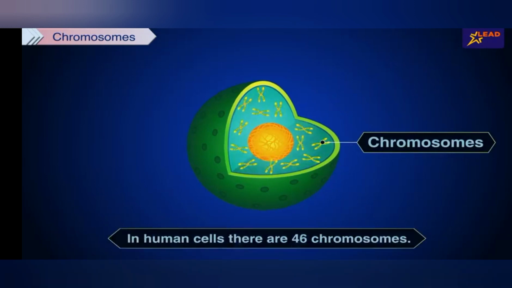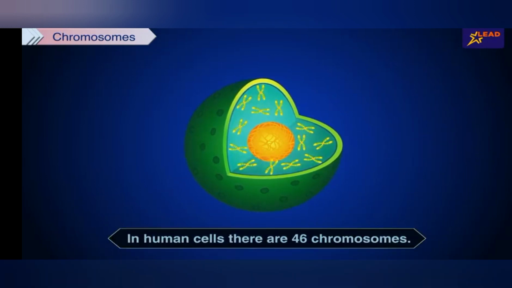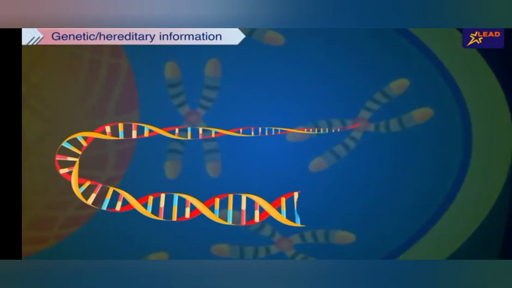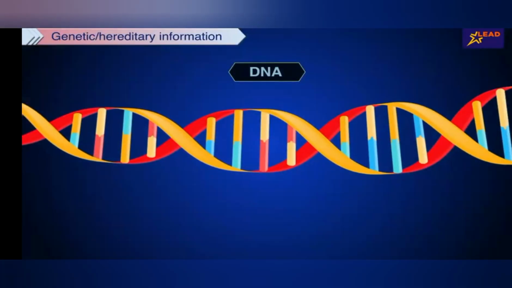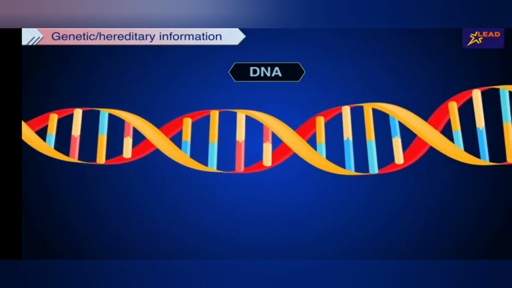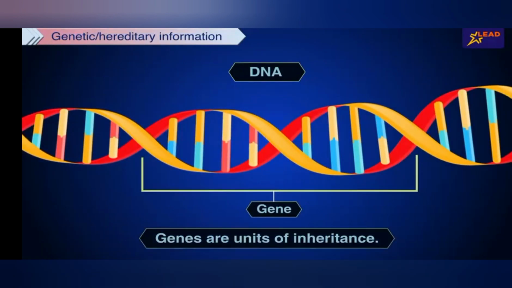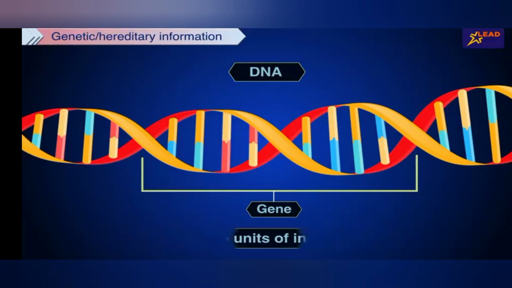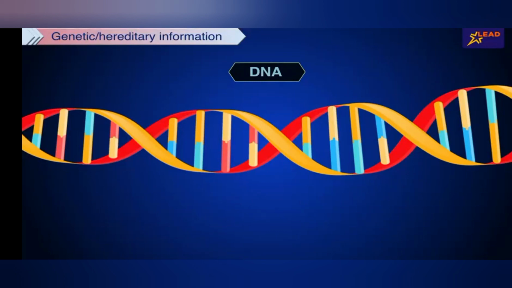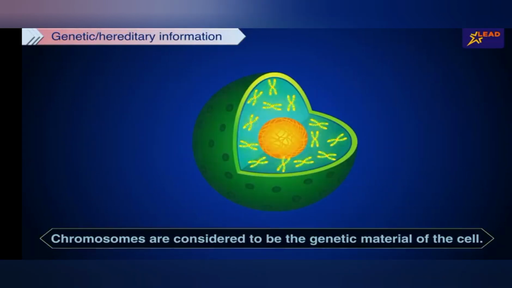In human cells, there are 46 chromosomes. Chromosomes are composed of DNA. Each molecule of DNA carries several genes. Genes are the units of inheritance. They carry information about the characteristics that are passed from the parent cells to the cells of the offspring. This is known as genetic or hereditary information. Chromosomes are considered to be the genetic material of the cells.